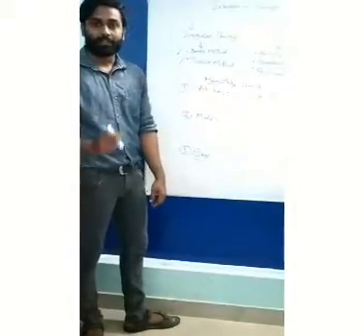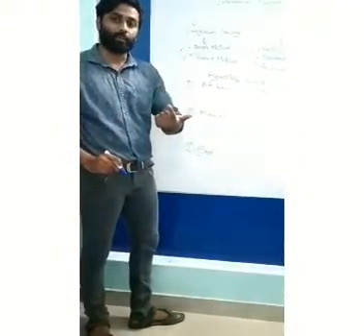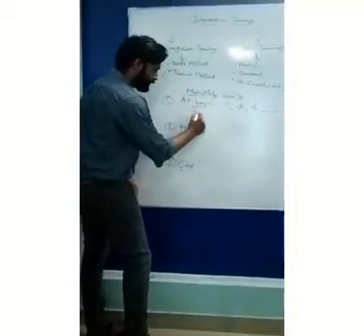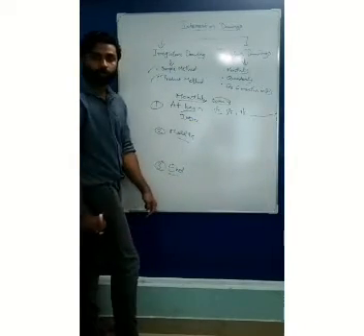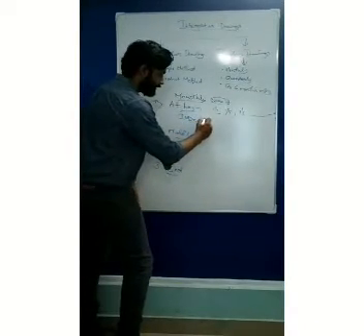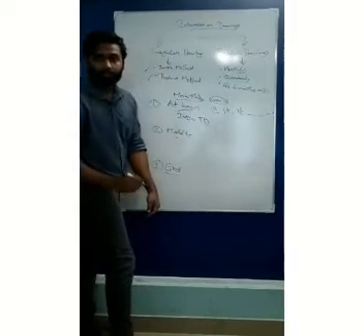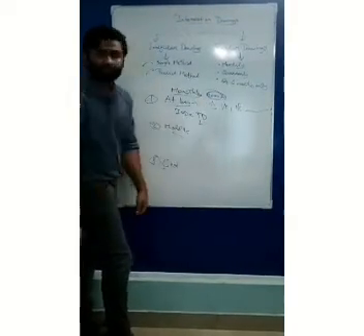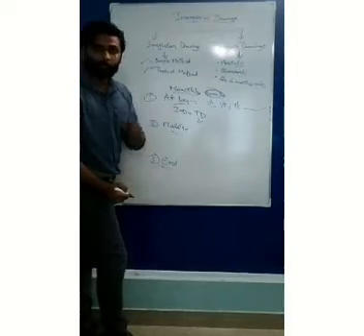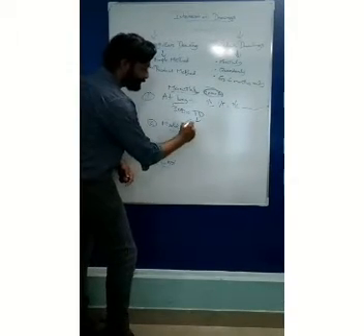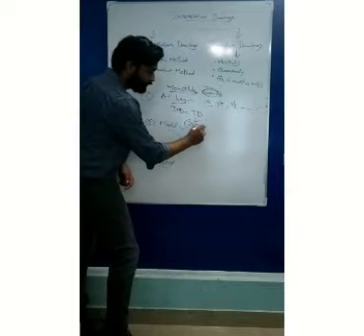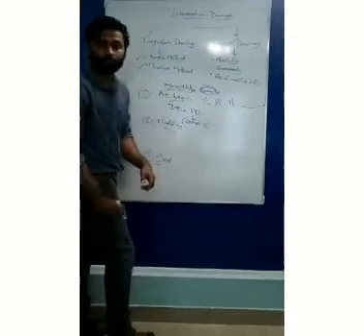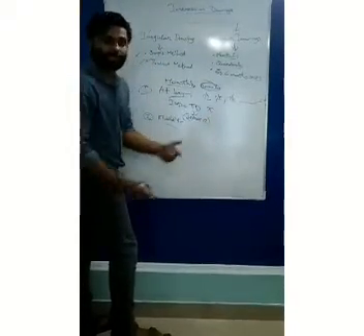Then we can find interest on drawings by using one simple formula: interest on drawings equals total drawings. Total drawings means total drawings for the year. In our case, our monthly drawings is 2000, so for the whole year, our total drawings will be 2000 into 12, that is for 12 months. That is 24,000. Total drawings is 24,000, into the rate.